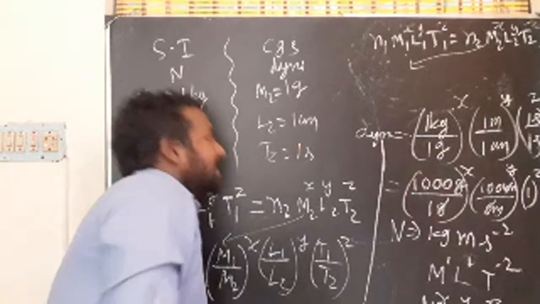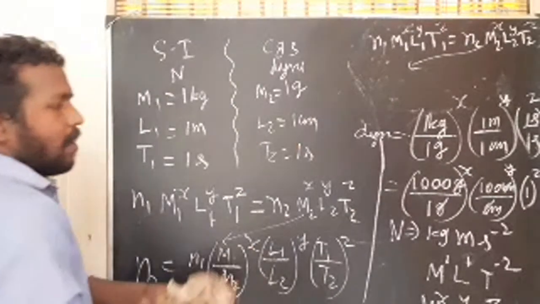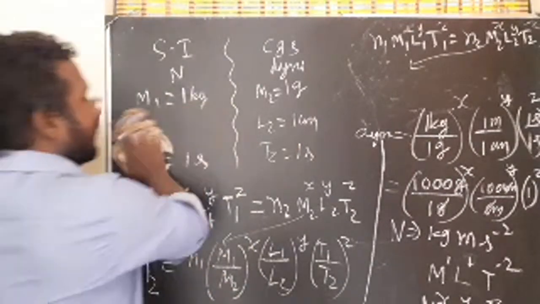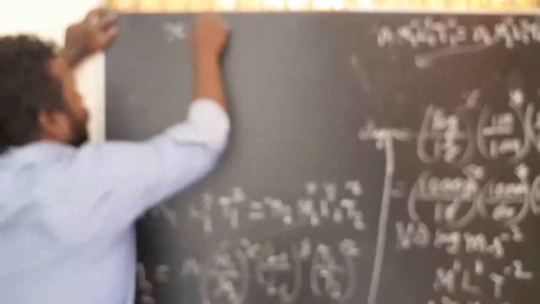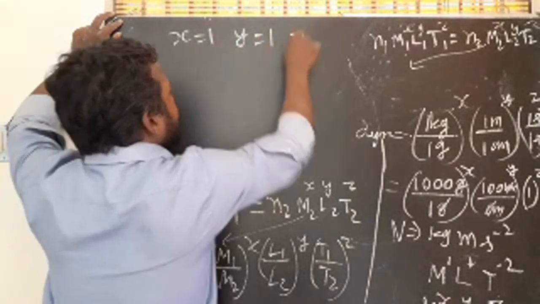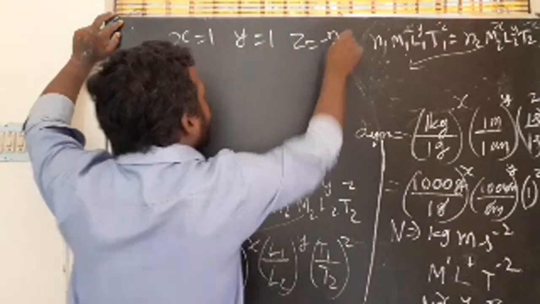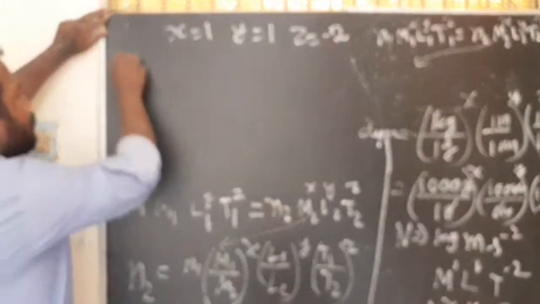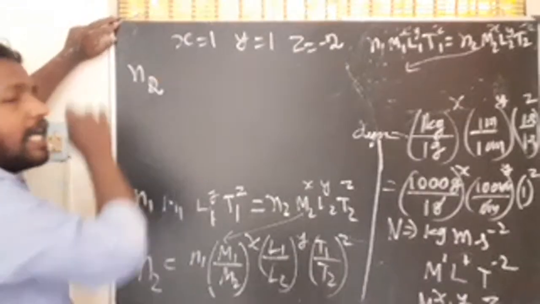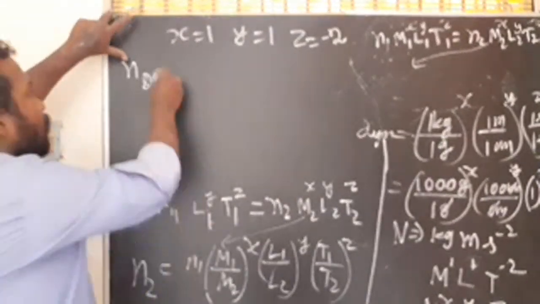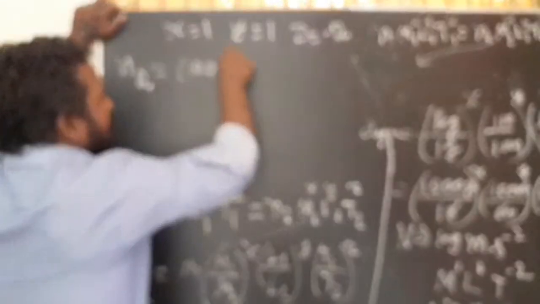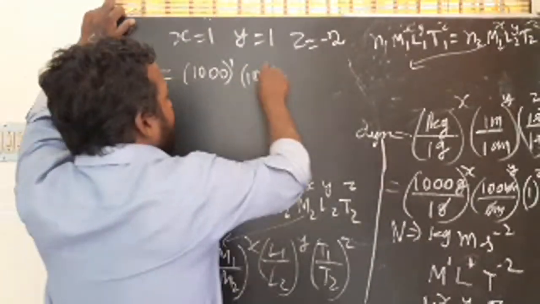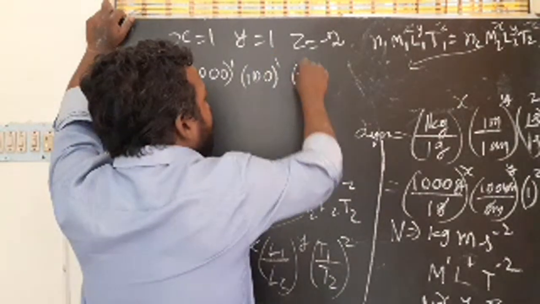That means what is x? x is equal to 1. What is y? y is equal to 1. What is z? z is equal to minus 2. So x is equal to 1, y is equal to 1, z is equal to minus 2. It's very simple, I am just going to substitute. N2 we are finding, actually the dyne. So it is 1000 power 1, 100 power 1, 1 power minus 2.